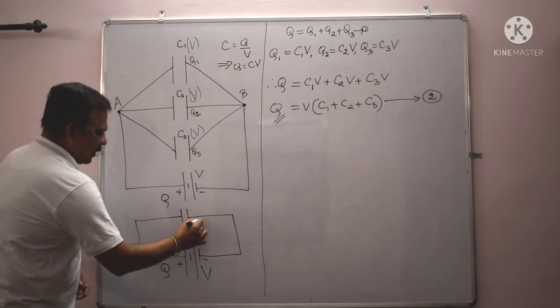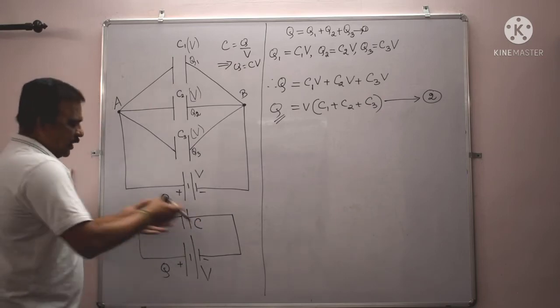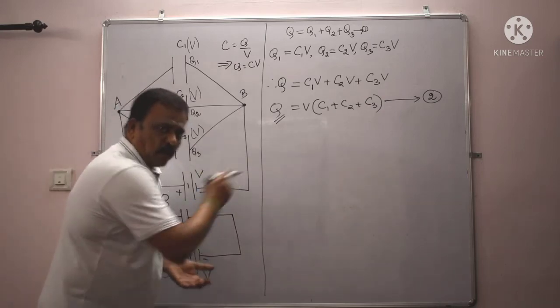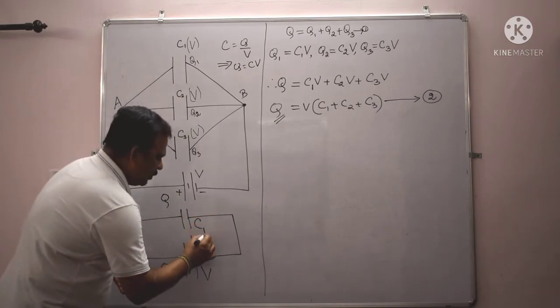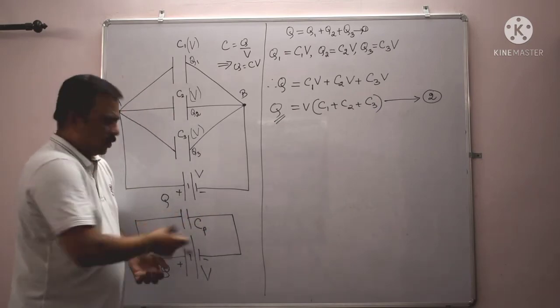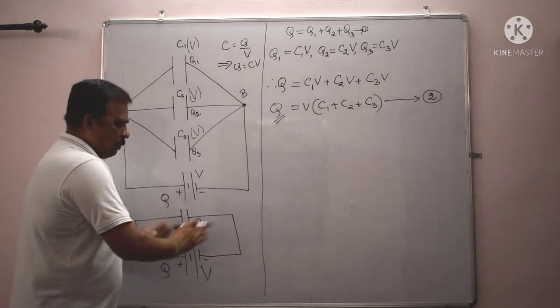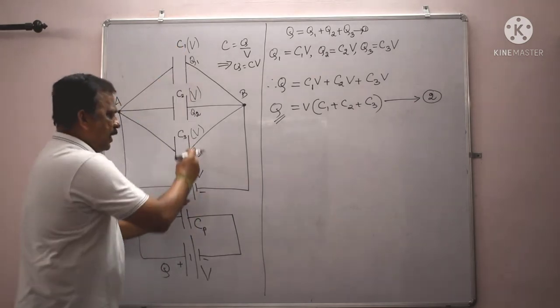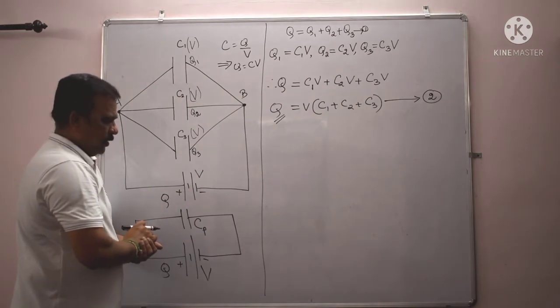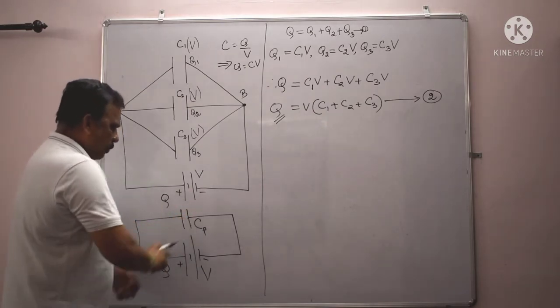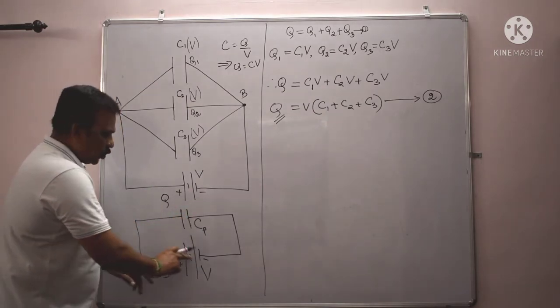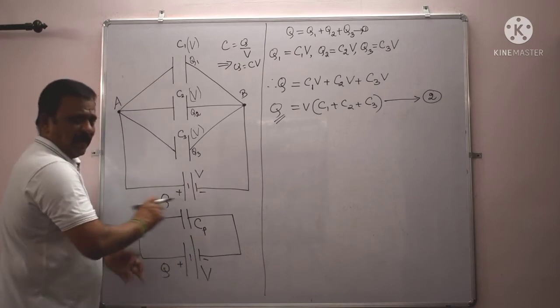So let the total capacitance be C. Now since it's the total capacitance in the parallel combination, let me put a letter P in the subscript. So C sub P is the total capacitance of all these three capacitors put together. So CP, the total capacitance, the charge it stores should be equal to what? It should be equal to this total charge applied by the source.